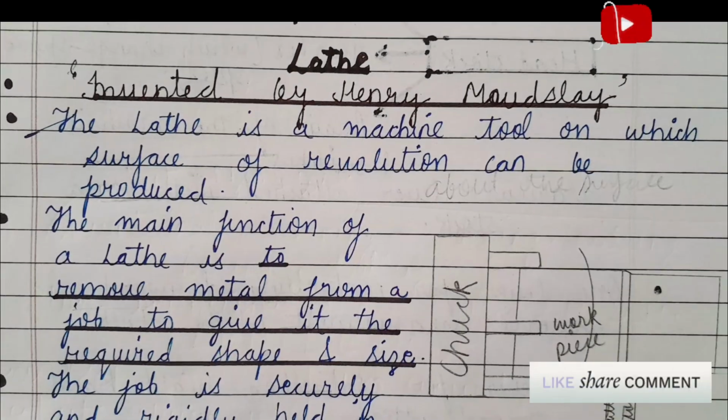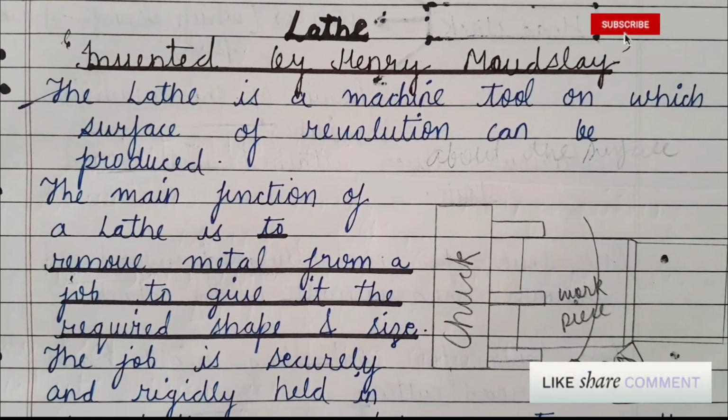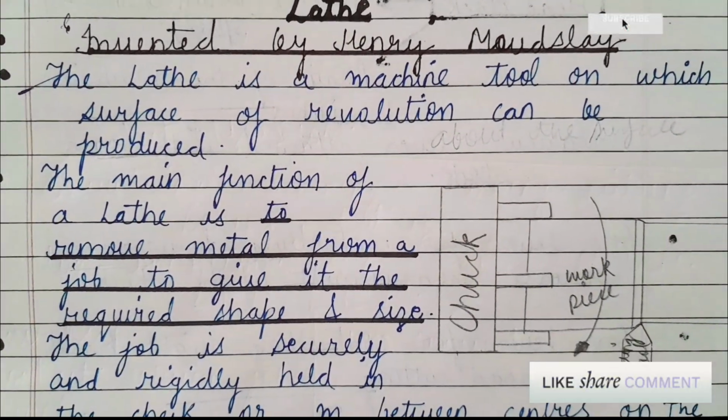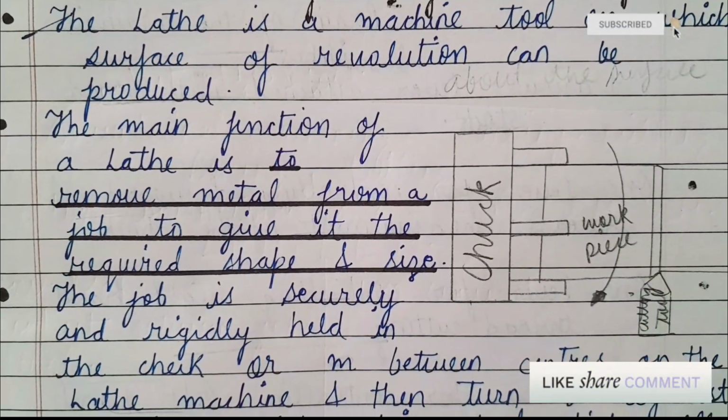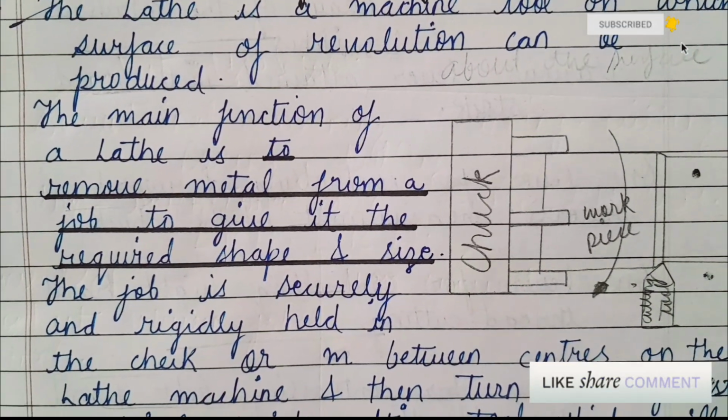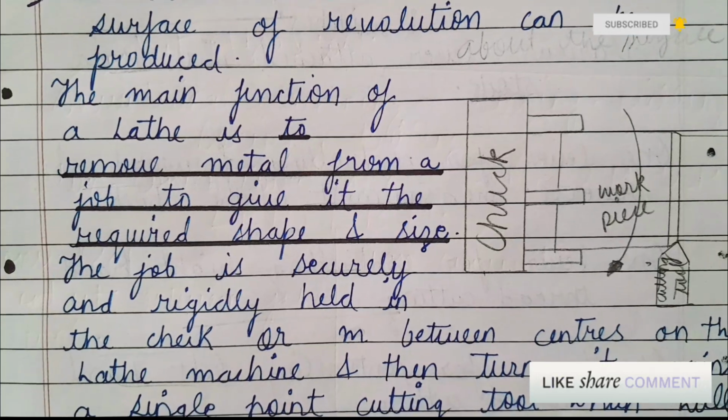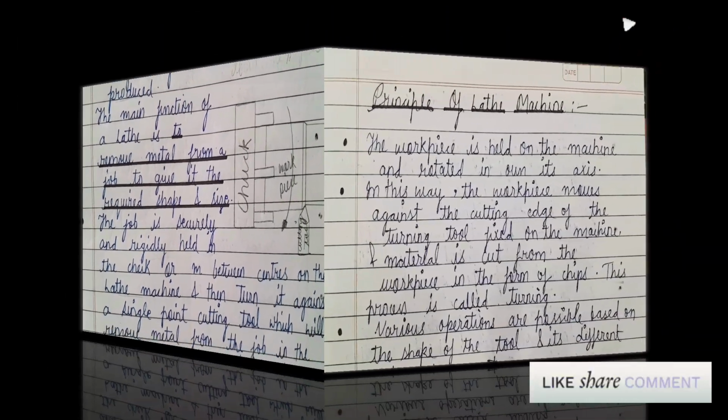Lathe. Invented by Henry Maudslay, the lathe is a machine tool on which surfaces of revolution can be produced. The main function of a lathe is to remove metal from a job and to give it the required shape and size.